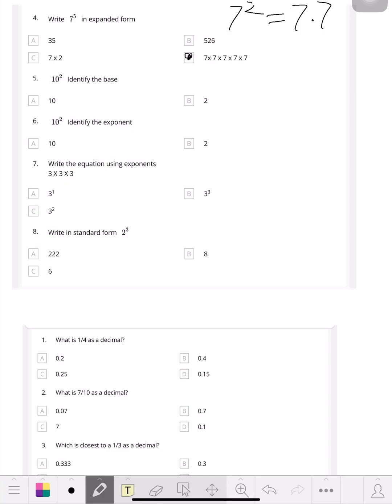Now, 10 squared. Identify the base. The base is 10. So it's right here, number A. See, these are easy ones. When you skim through your tests in the beginning, these are ones you can pick up right away and say, hey, I got a few points right here. 10 squared, identify the exponent. The exponent is 2. So we just picked up 3 real fast ones.